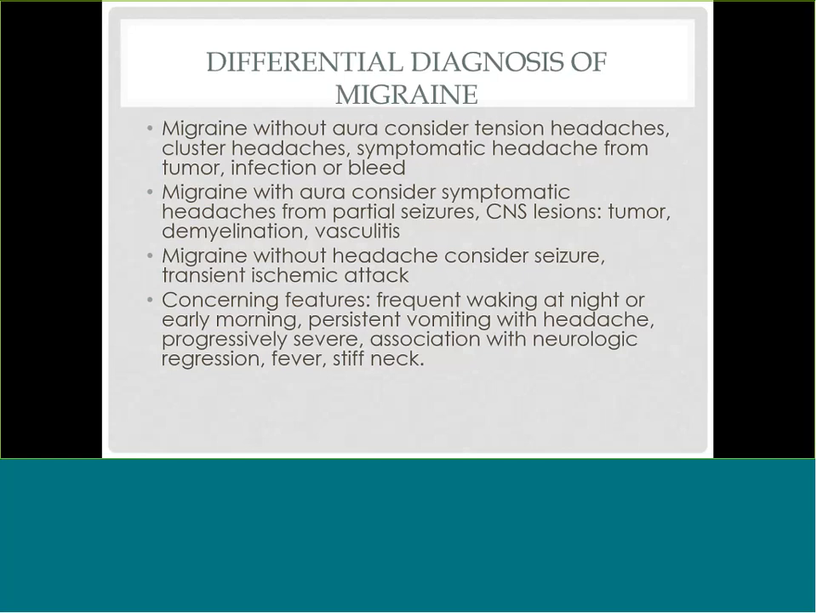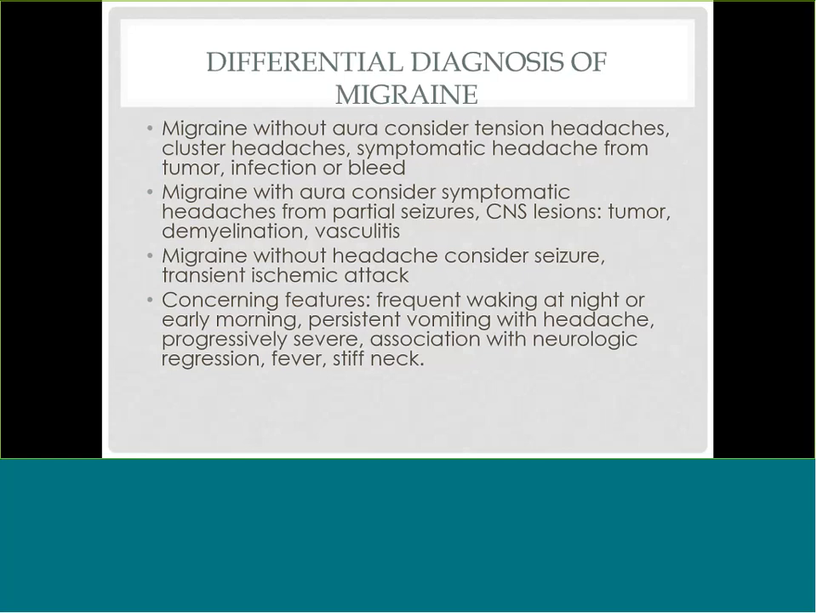We also have to differentiate migraine without aura from other symptomatic headaches from tumor, infection, or bleed. Usually with tumor, there are other associated symptoms such as seizures. Infection is associated with fever. A bleed can be associated with altered awareness and a stiff neck. So with migraine with aura, we also have to consider symptomatic headaches from focal seizures. So if a patient has a focal seizure, as they're recovering from that seizure, they may have a typical migraine headache. If they do have focal seizures, we have to think about what caused that focal seizure. They may have a definable central nervous system lesion and therefore may require imaging. We have to think about tumors or demyelination, vasculitis, or previous injury.